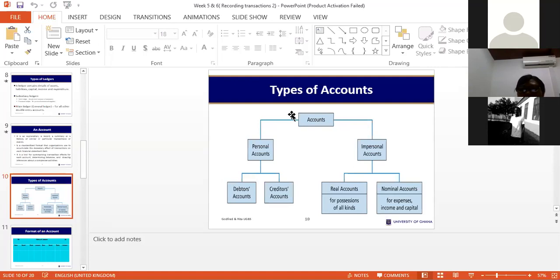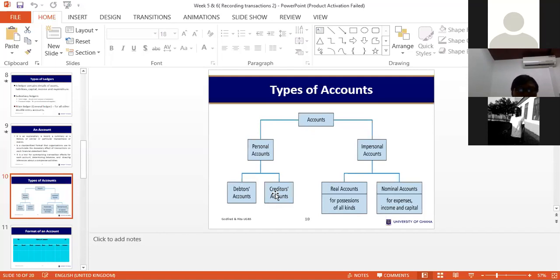So this is what we have, the types of accounts. I've already indicated to you that accounts are found within ledgers. And so when we take the subsidiary ledgers, we have the personal accounts, where we have the debtors accounts, that is personal accounts of all the customers that the business is selling to. In the same way, we have the personal accounts of all the creditors. These are suppliers from whom the business is buying.